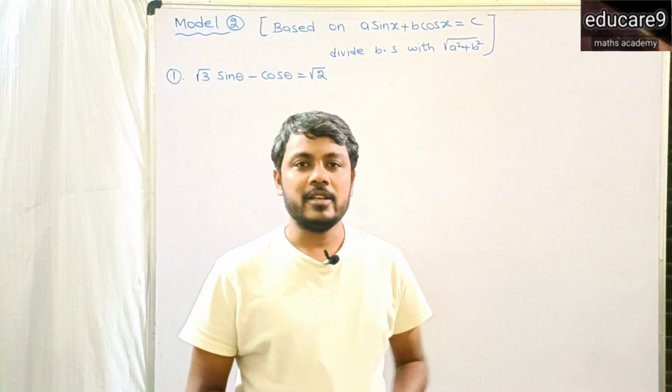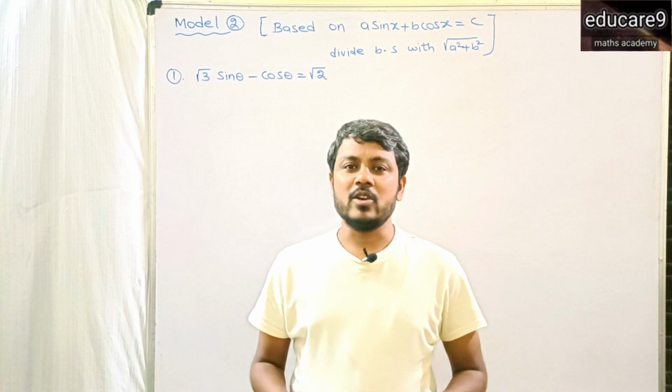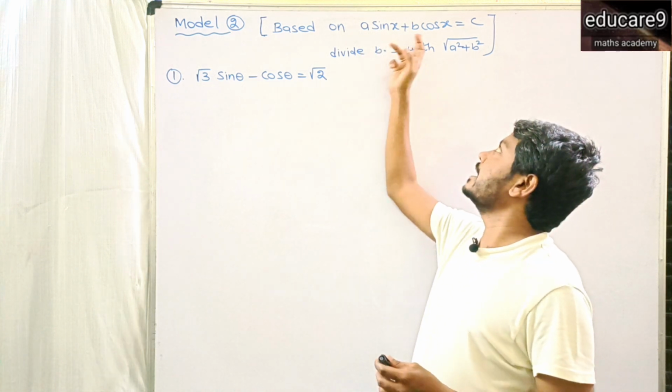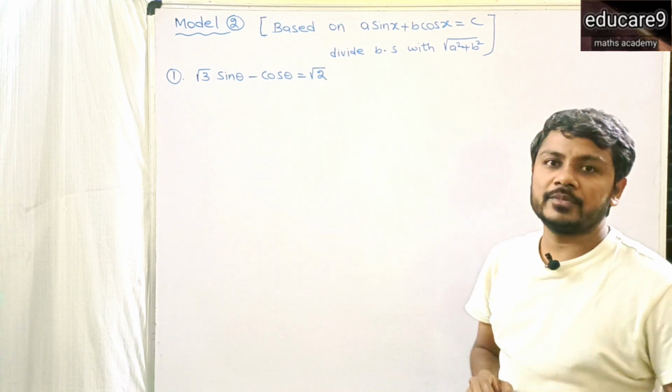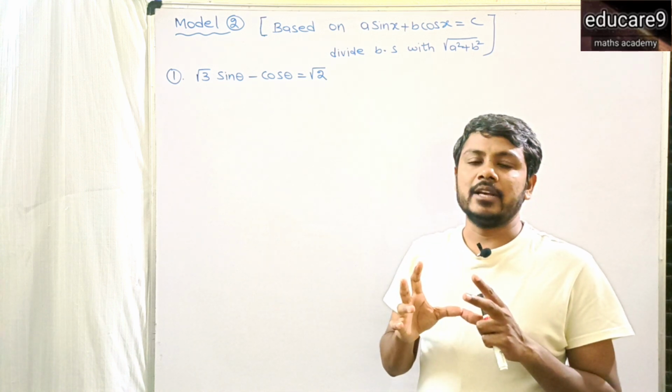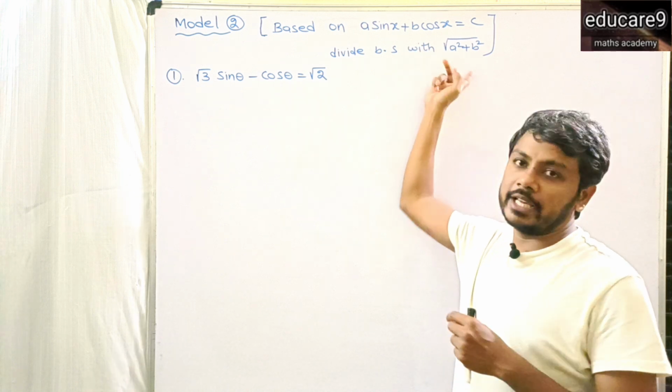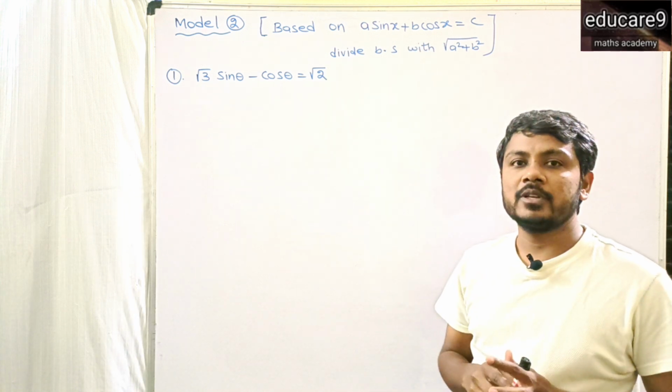Hello everyone. In this session, we will discuss Model 2 problems, which are based on a sin x plus b cos x equal to c. We should divide both sides of the given trigonometric equation by under root a square plus b square.